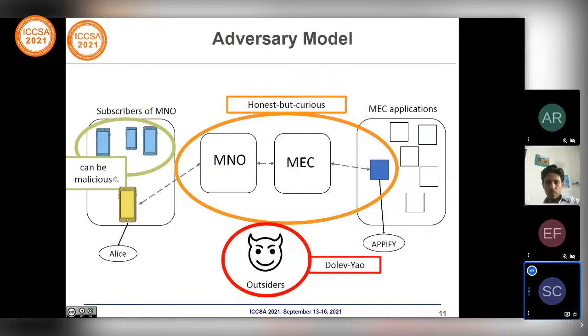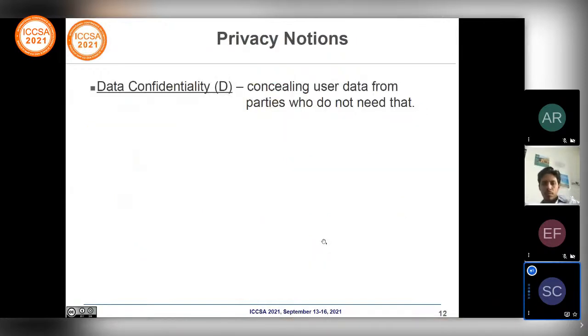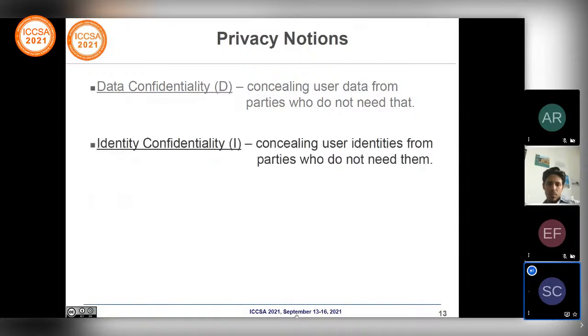And the other subscribers of MNO can be malicious adversaries. Then we have these privacy notions. The first one is data confidentiality. It's mainly about preventing user data from reaching parties who do not need it for providing the service. Similarly, identity confidentiality is protecting the user identities from those parties.